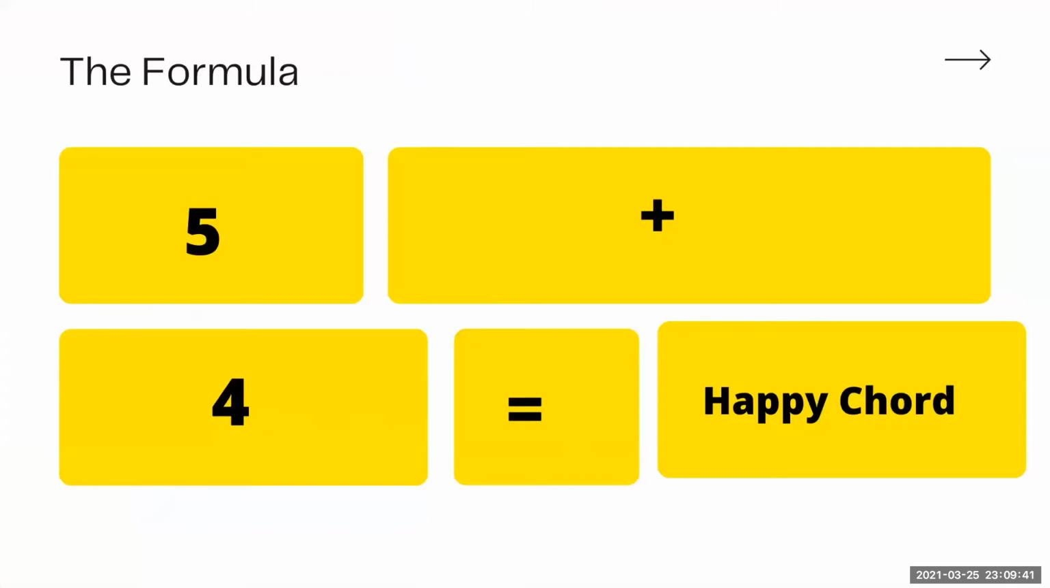All right, so here's the formula. 5 plus 4 equals a happy chord. What do I mean by a happy chord? Well, a major chord. This formula works for majors.